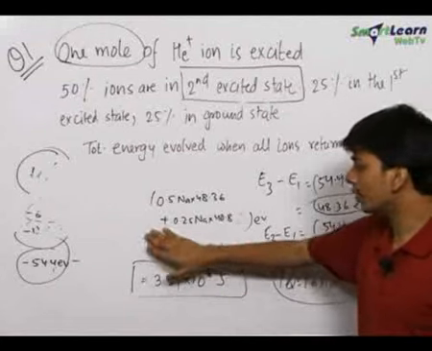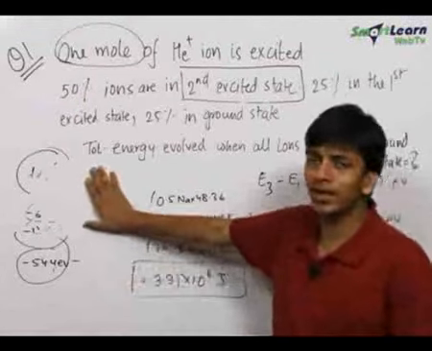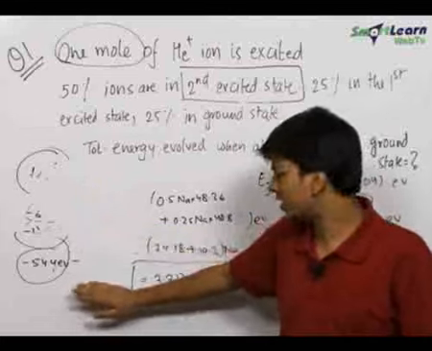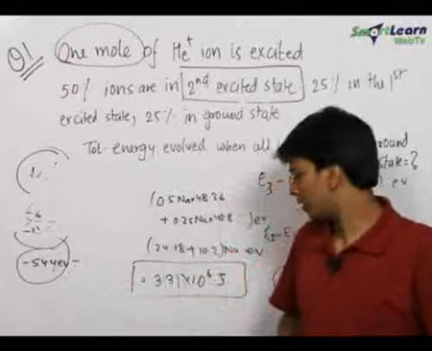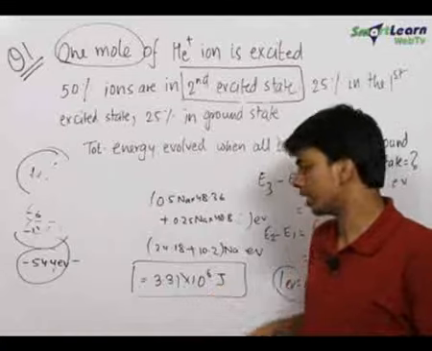So the important thing which you should have learned from this question is how to draw the energy level diagrams, and you should remember the energies of at least the first 2-3 energy states. So the final answer comes out to be equal to 3.31 into 10 raised to the power 6 joules.